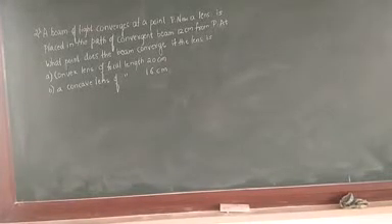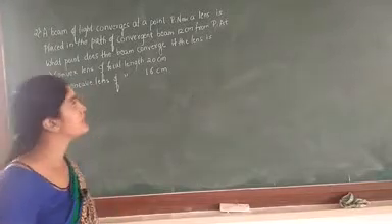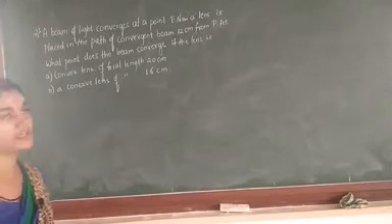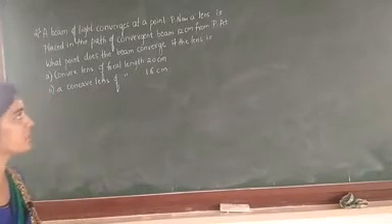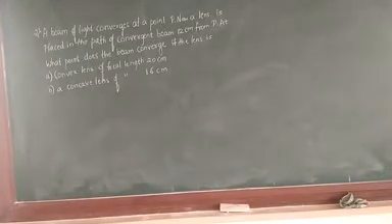Now second one. A beam of light converges at a point P. Now a lens is placed in the path of the convergent beam 12 centimeter from P. At what point does the beam converge if the lens is, first, a convex lens of focal length 20 centimeter, second, a concave lens of focal length 16 centimeter?